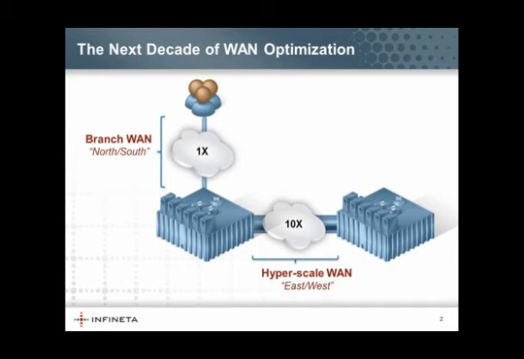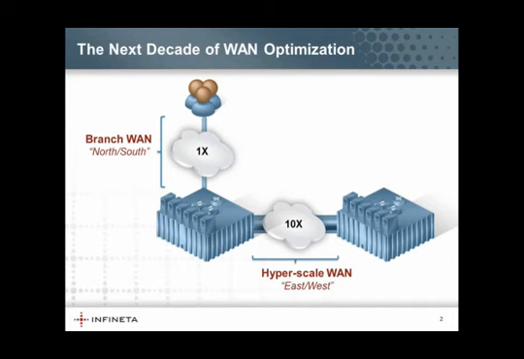But with customers continuing to ask for a way to improve performance on the inter-data center WANs, what we call the hyperscale WAN, WAN op vendors have started to focus on that problem as well. But about the only thing that is similar between the branch WAN and the hyperscale WAN is really the word WAN, because the size and scale of these two and the applications that typically run on them are quite different.